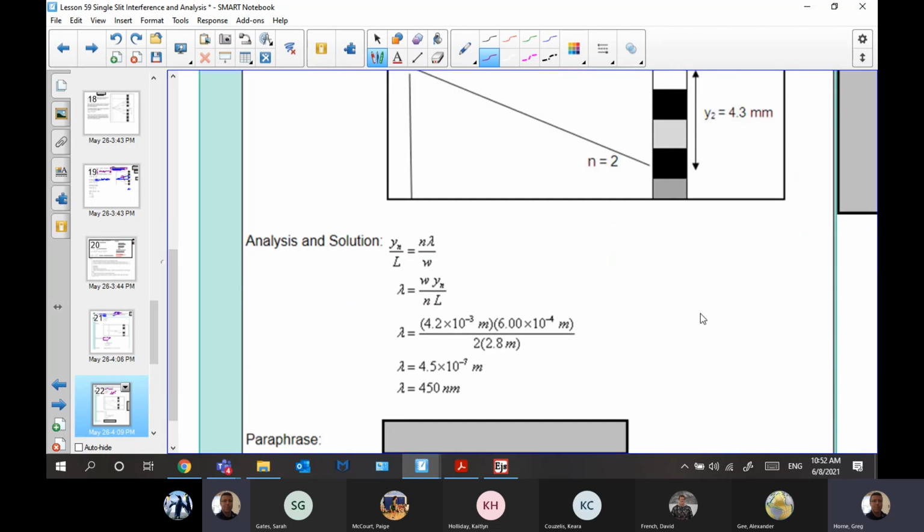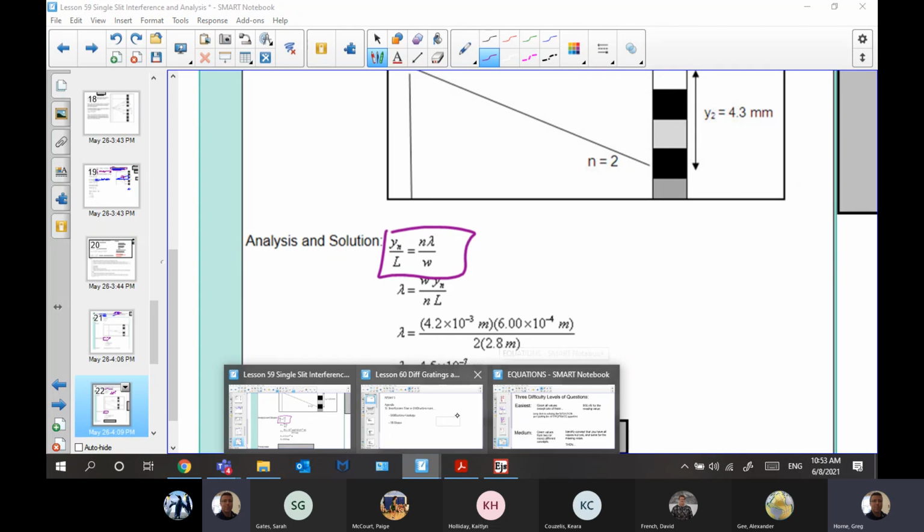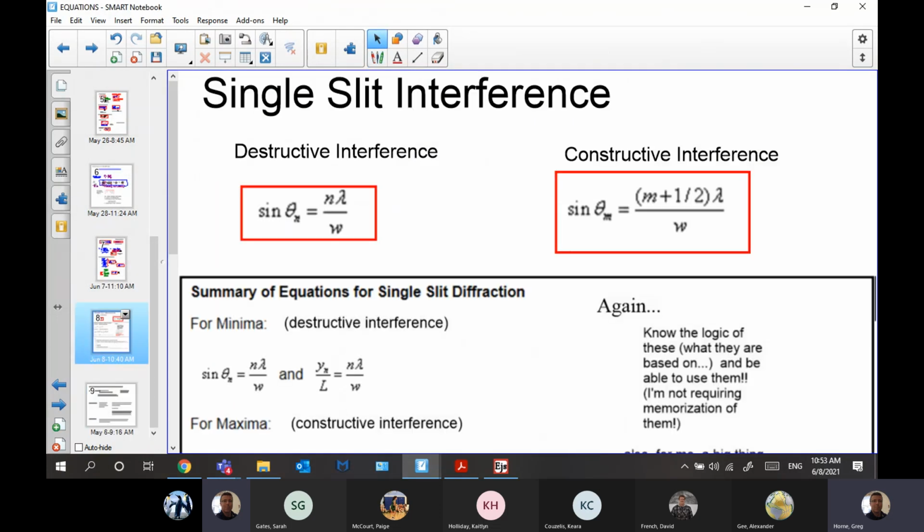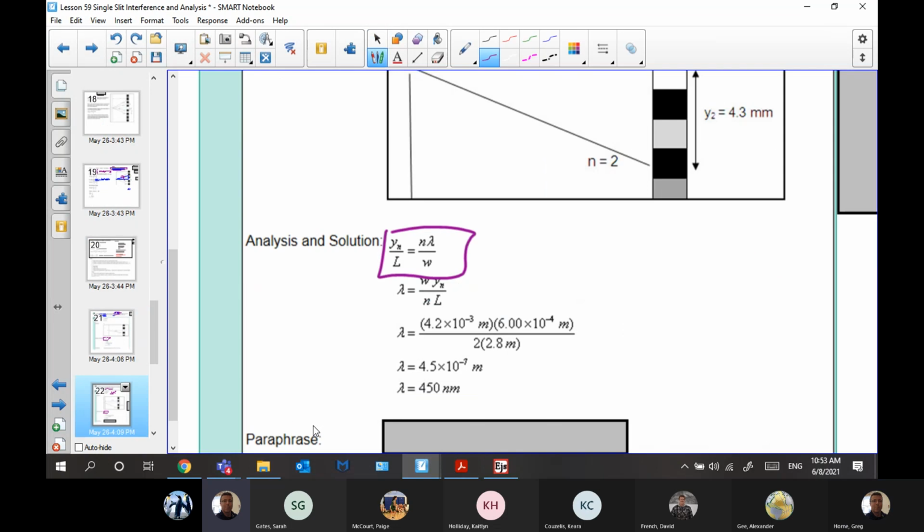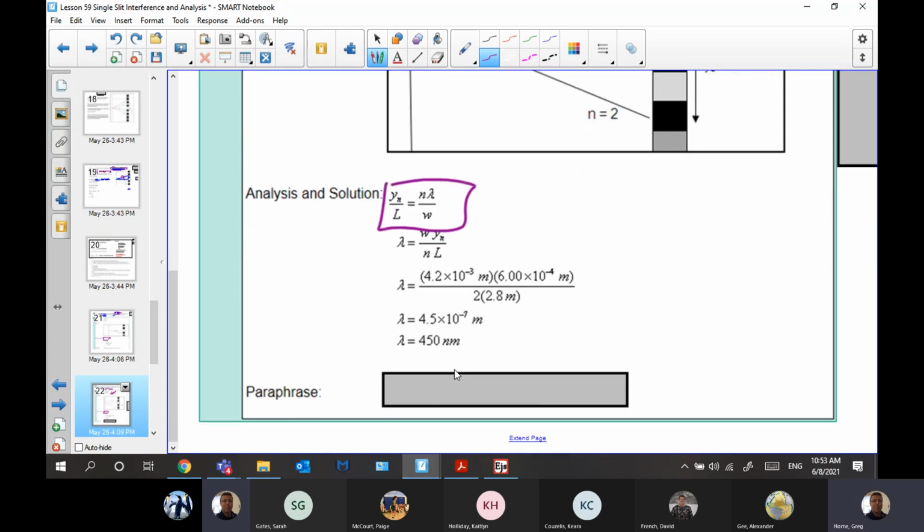So again, there's the formula that's to do with the situation we're talking about. Obviously, I could have just gone to the equation sheet as well, right? Right here, and said, okay, we're talking about dark fringes and so on. So that's the one they grabbed, and here it is. Numbers plug in. Solve for the missing piece.